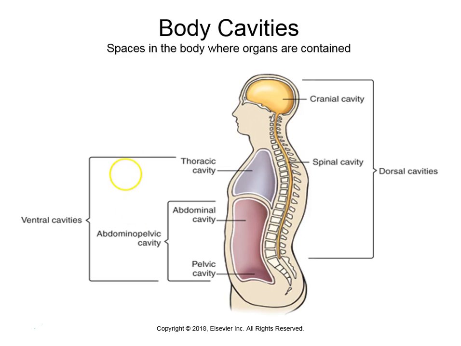So at the very top, you have the cranial cavity that holds your brain. Makes sense. Cranial means pertaining to the cranium or the skull. Then you have the spinal cavity, which is where your spinal cord lives in between your vertebrae. You have the thoracic cavity. The thoracic cavity is basically your thorax.